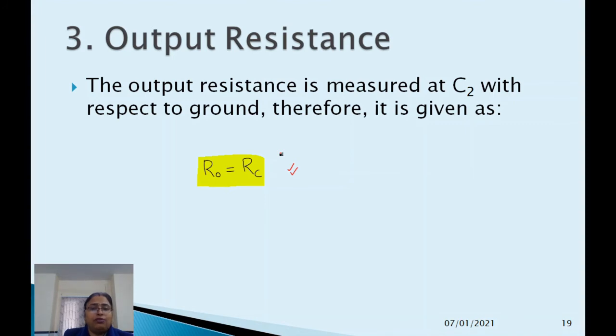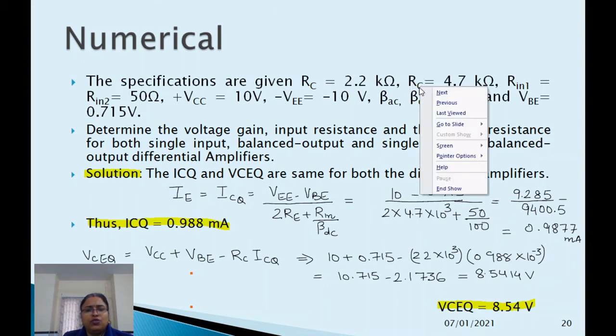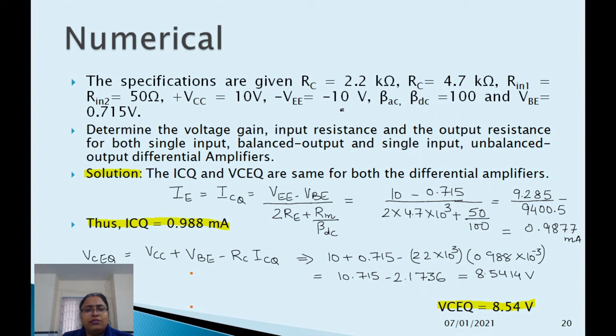Now coming on to the numerical, which we have calculated for the previous 2 configurations also. So the specifications are given as RC, RE and RIN1 and RIN2, right? VCC, VEE, beta AC and beta DC are given. So what we have to find out? We have to find out the voltage gain, input resistance and output resistance for both single input balanced output and single input unbalanced output differential amplifier.